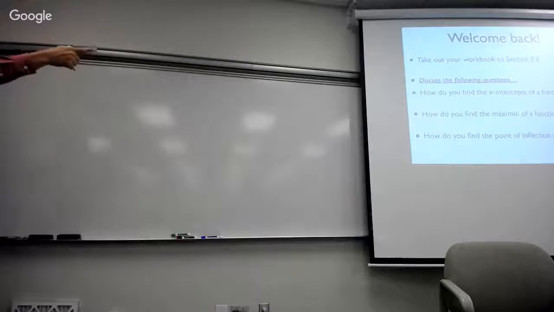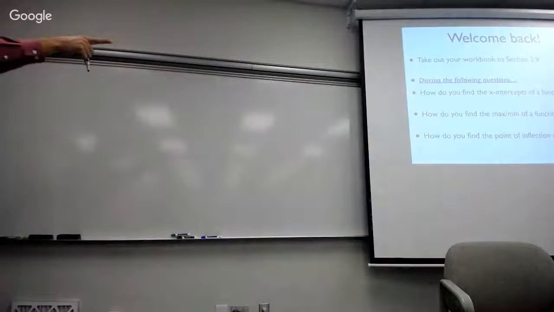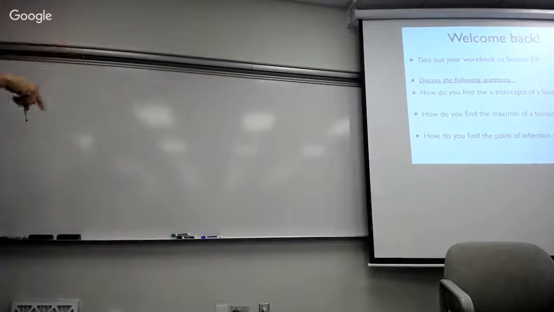Just as a review, I know that we've already done this before, but how do you find the x-intercepts? How do you find the max and min? And how do you find the point of inflection? How do we use all this information? So for instance, the function itself, if you solve f of x equals 0, what are you finding? If you set the actual function equal to 0, what is it that you're finding?